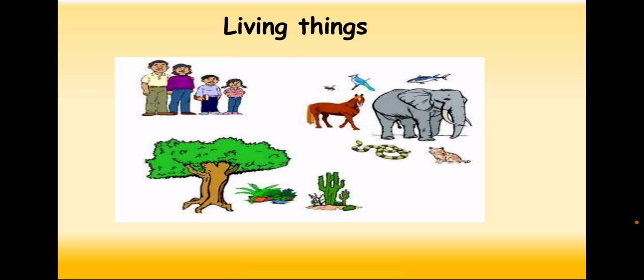What do you see in the picture? Living things are things that are alive, like people, animals, and plants. Living things need a few things to stay alive. These essential things are air, water, and food. Both animals and plants need water.